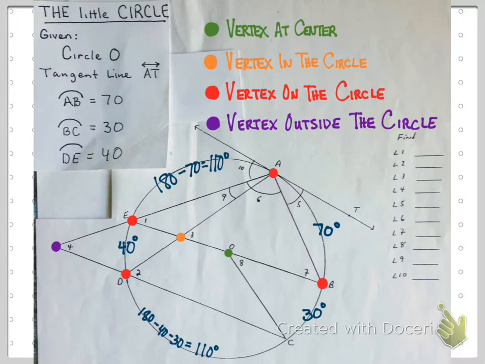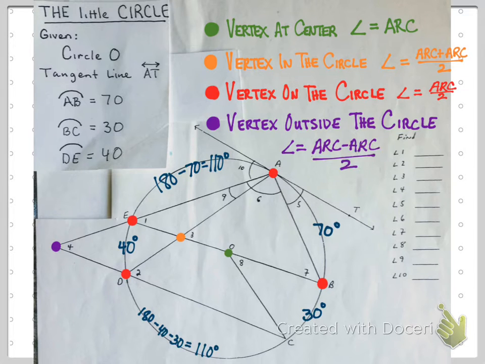Now, the formulas that you need to remember to solve this type of problem are the following. When the vertex is at the center, the angle will simply equal the arc that's intercepted by the sides of that angle. When the vertex is in the circle, we add the 2 intercepted arcs and divide by 2. When the vertex is on the circle, we take the measure of the intercepted arc and divide by 2. And when the vertex is outside the circle, we subtract the arcs and divide by 2.